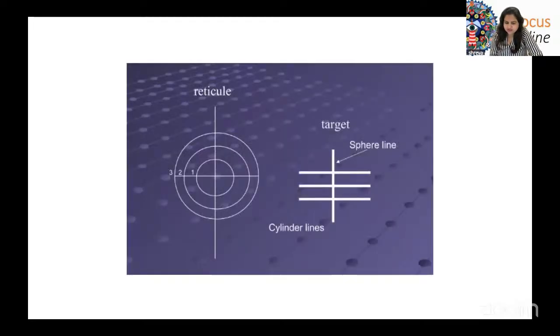Again, showing the same thing, the reticule is basically concentric circles, and the target is made up of these lines, where a single line is a spherical line and the cylindrical lines are 3 lines.